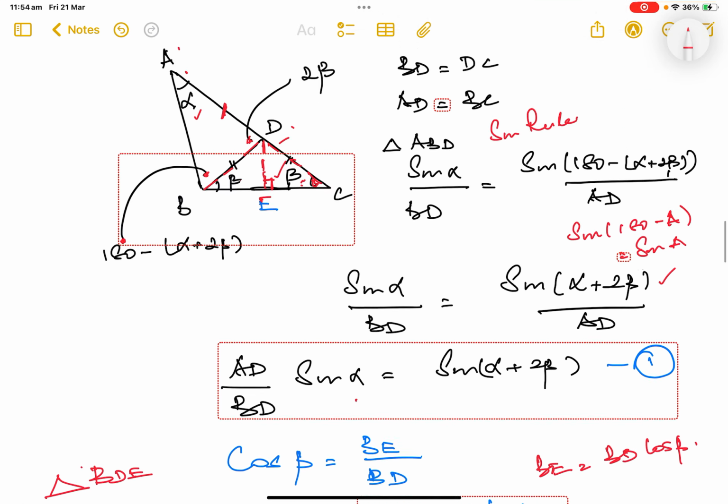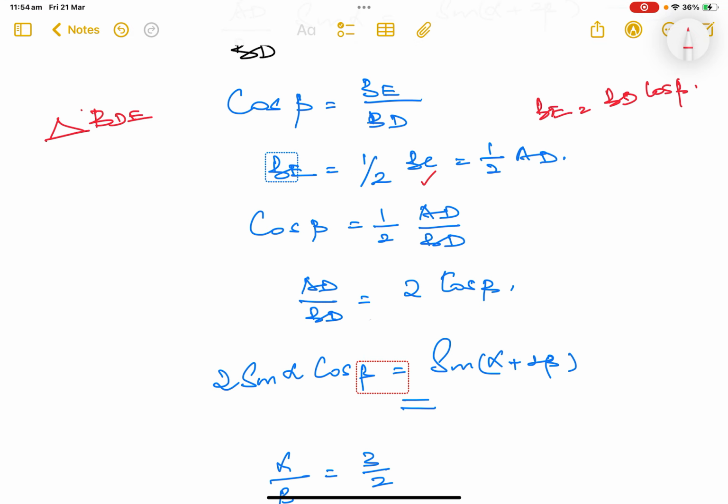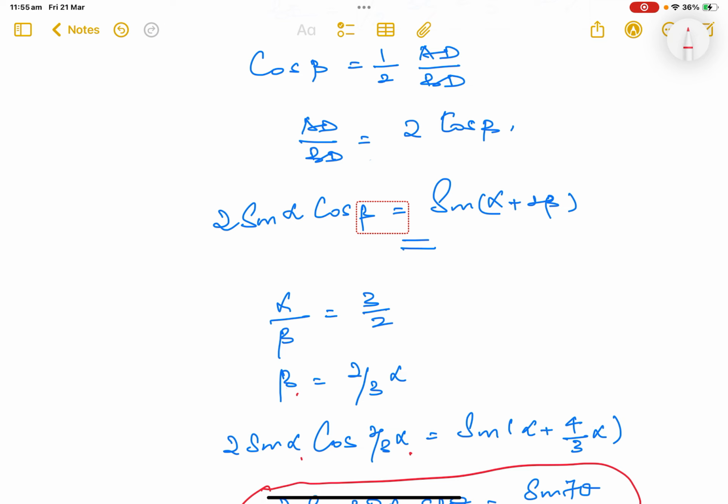BC equals AD, therefore BC is half of AD. So cos beta equals half times AD over BD. From that, we can find cos beta equals half times AD over BD. Just substitute that BC is half AD and BD is BD. So half times AD over BD, AD over BD equals cos beta.